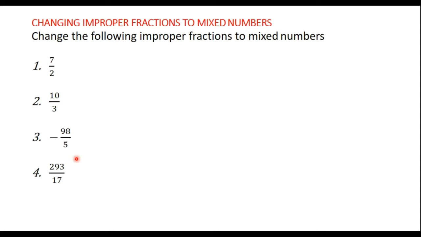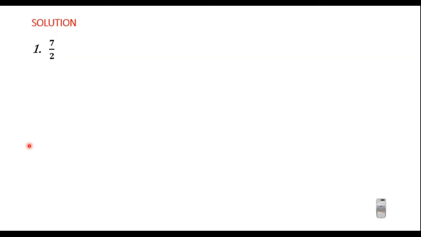So in the previous slide, we learned how to change mixed numbers to improper fractions. This time we are going to change improper fractions to mixed numbers. Now when you have an improper fraction, this is how to change it to a mixed number. We can see from here that we have 7 over 2. So if you want to change this to a mixed number, this is what you do. First divide 7 by 2.